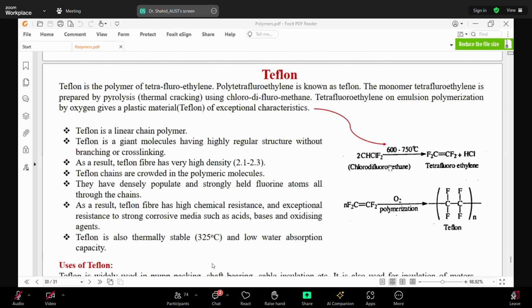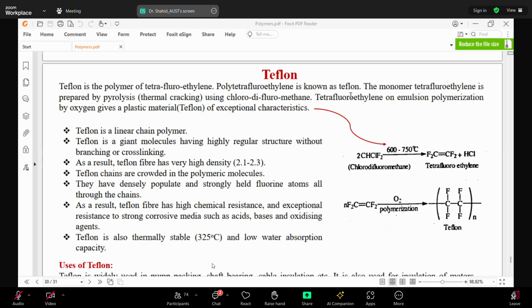The next one is Teflon. What is this? Teflon is the polymer of tetrafluoroethylene. This is the structure: CF2=CF2, C double bond C with two fluorines on each carbon, tetrafluoroethylene. Polymerization of this tetrafluoroethylene gives Teflon, called polytetrafluoroethylene.